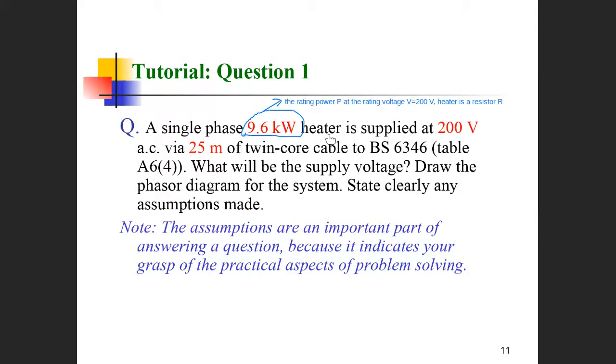Okay, we have a load. This load has a rating voltage of 200 volts with a rating power of 9.6 kilowatts, single phase, and it is a heater. So the heater is actually a resistor R. The power factor will be almost 1. Now we're using a 25-meter long twin core cable, so a multiple core cable, to supply this load. Now, estimate the source voltage required to supply this load.